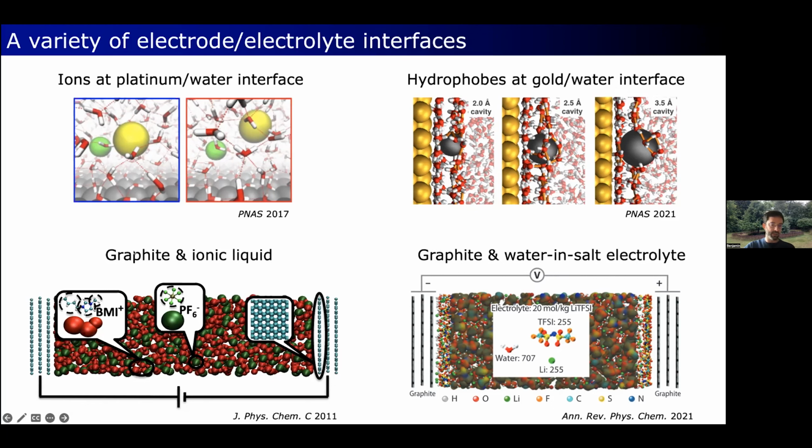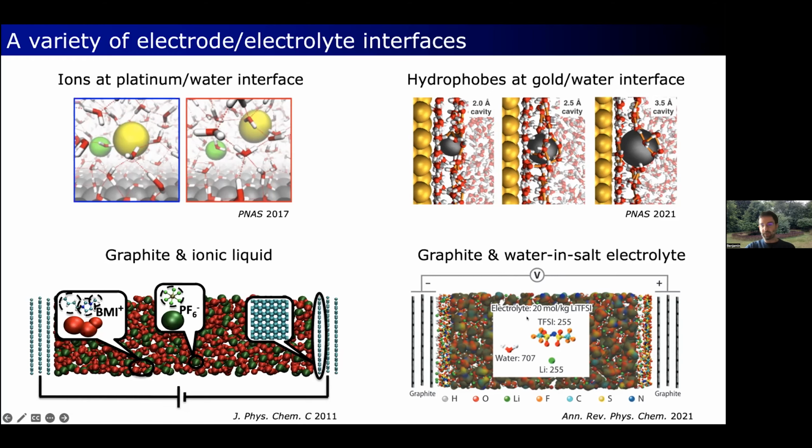So here is an earlier example with graphite electrodes and butyl methyl imidazolium hexafluorophosphate ionic liquid, using a coarse-grain model. I'm going to show you some results with this coarse-grain model of this ionic liquid.